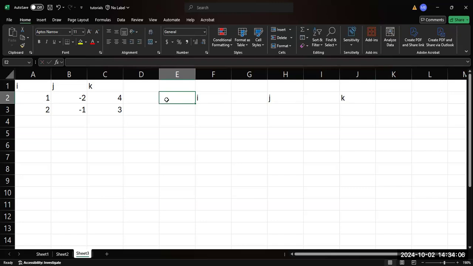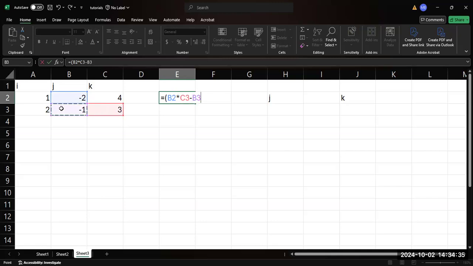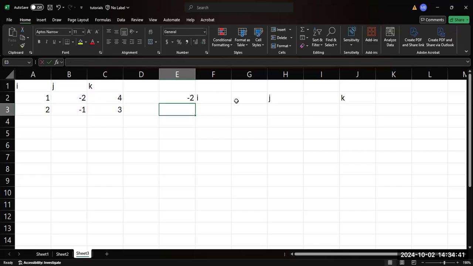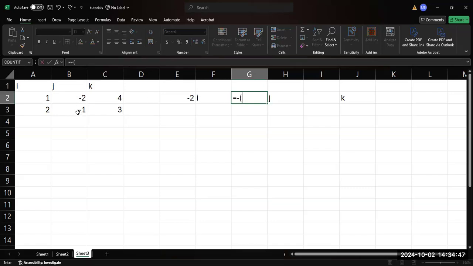Now, recall that the way that this works is that we're going to block out the I column, and then we're going to calculate essentially the 2x2 determinant of these entries. So this entry times this entry minus this entry times this entry. So we're going to create that formula equals, and again, using cell references, this entry times this entry minus this entry times this entry. And then in this one, remember in the J direction, we have to add an extra negative sign.